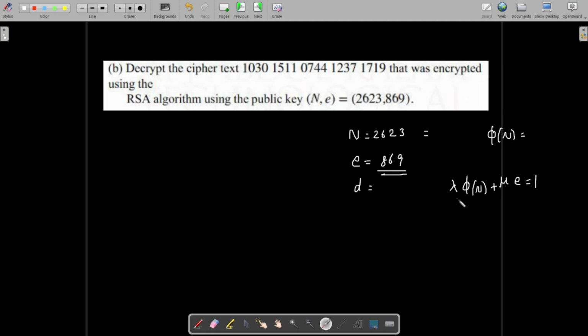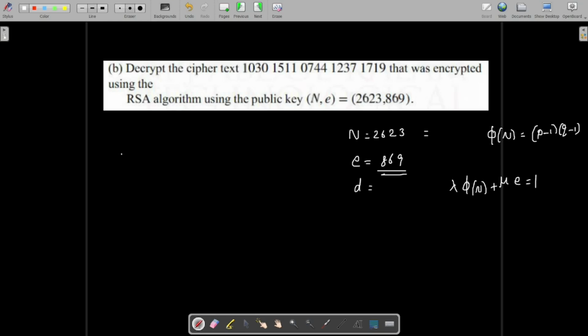Okay, and we have already proved that this lambda becomes negative. And this particular mu, which is the coefficient of E, we will choose as D. So first of all, we have to find phi of n to write this relation. And to find phi of n, you have to find the prime factors of n. If the prime factors are p and q, I can write phi of n as p minus 1 into q minus 1. So the first procedure is you have to factorize this n.